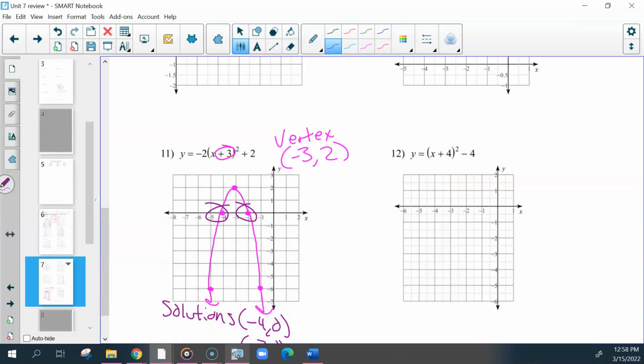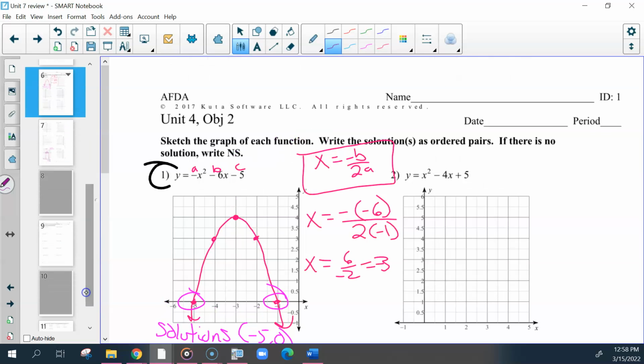Do we have other graphing or solution questions? Okay, quadratic formula.